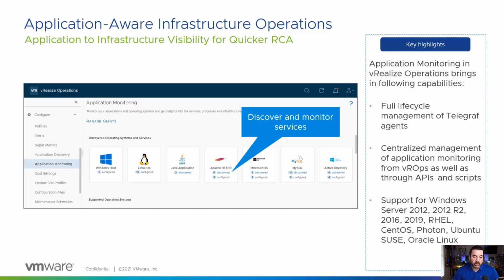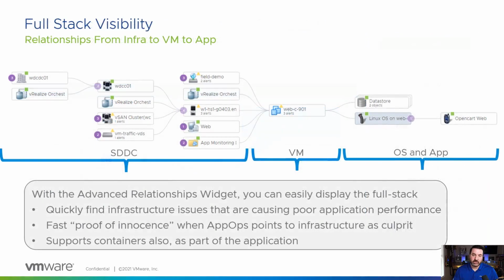Now, we do support Windows Server 2012 R2 up through 2019. We also support Red Hat Linux, Photon OS, of course, Ubuntu, SUSE, Oracle Linux, and CentOS. So if you're running any of those, which most customers are, right, you're going to be running one of those versions or flavors, then this is a good option for you, especially if you have those applications that we provide out of the box through this Telegraf agent.